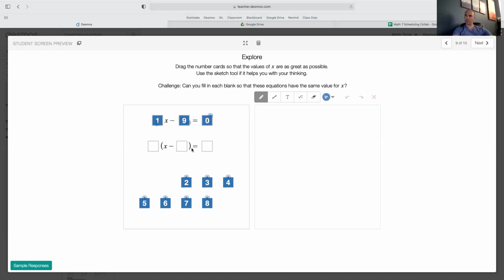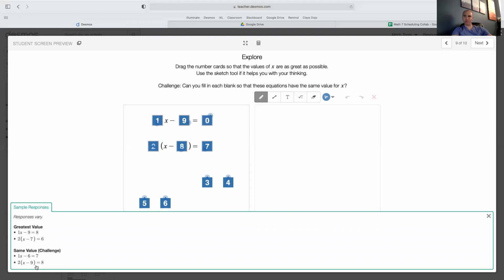Okay, and then this one. I might want to use a large number here. By subtracting a large number from x, it sort of forces x to be big in order to do whatever you want. I don't know. These are my off the top of my head responses. Let's see what the teacher answers down here say.